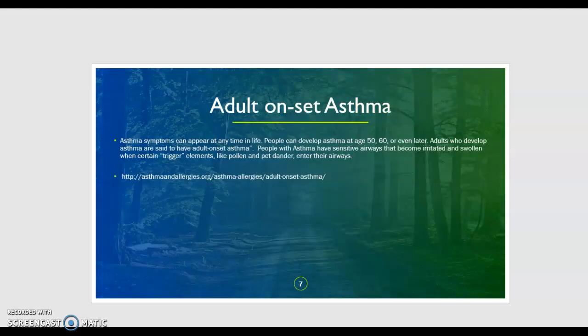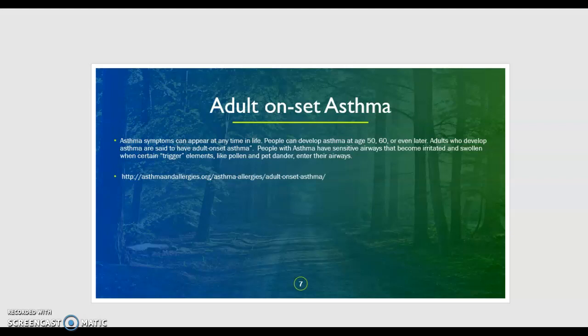All right, moving on to slide number seven, we're going to talk about adult onset asthma. And this is what I've been diagnosed with at a late age in my life as well. So it was pretty much good to know the information that I researched on adult onset asthma. First of all, we're going to find out what it is. And let's go ahead and start that.